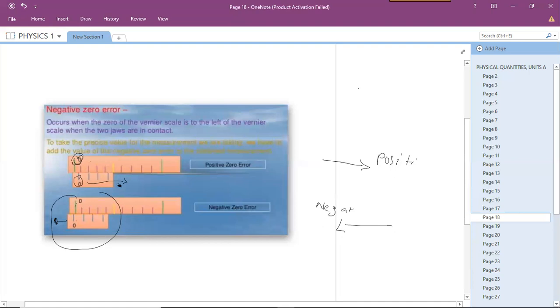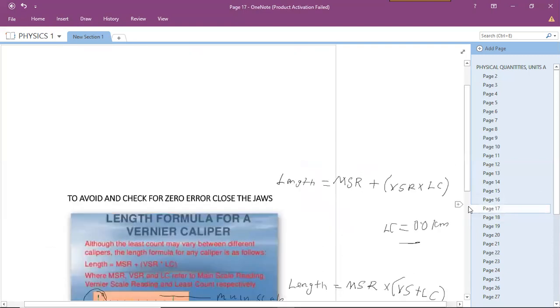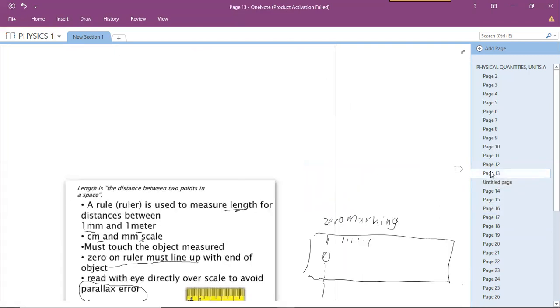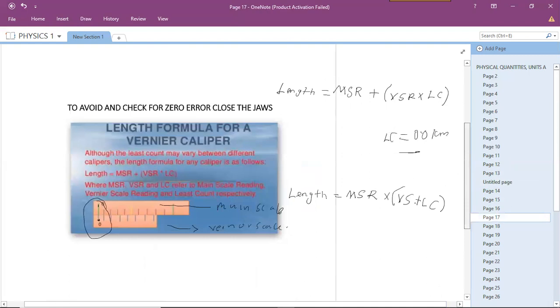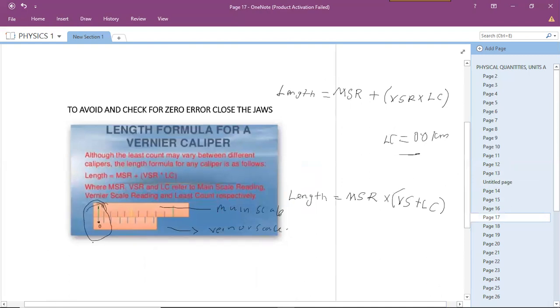And how do you avoid these two types of errors? You make sure that your main scale, so this is your main scale zero, and your Vernier scale zero are in alignment. These two zeros have to be in alignment before you make any type of reading. For example, our Vernier caliper here, these zeros here are definitely in alignment right here. So this is a good Vernier caliper.